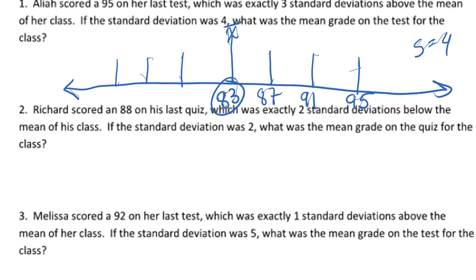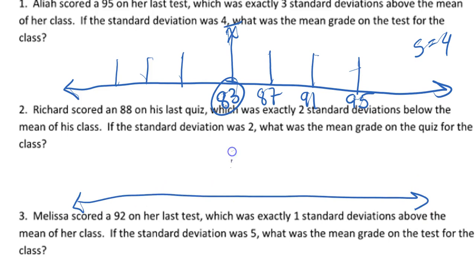We'll do one more of these. For this one, we have Richard scored an 88 on his last quiz, which was exactly 2 standard deviations below the mean. So the first one we had above the mean, this one we have below. If we start with that same sketch, you could either write the word mean, or I use that symbol, just the X with a line over it. So I have my 3 above and my 3 below.